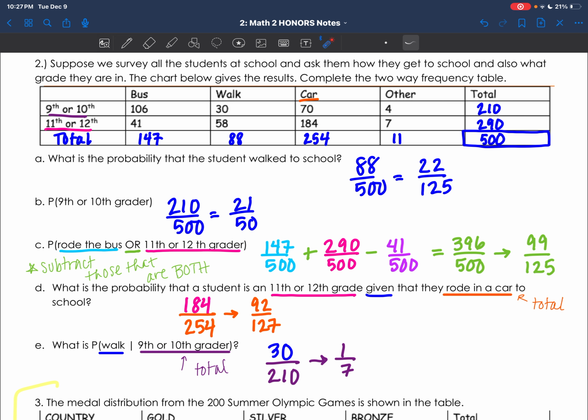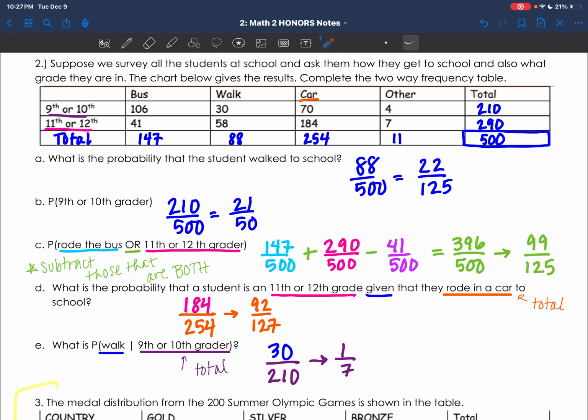All right, so the probability they rode the bus, which is 147 out of 500. The probability is an 11 or 12th grader, which would be 290 out of 500. But now the ones that are both. So it would have to be rode the bus and 11th or 12th grader, which is 41 out of total 500. So we're subtracting those because we've already counted them. All right, and then you get 396 over 500, which simplifies to 99 over 125.